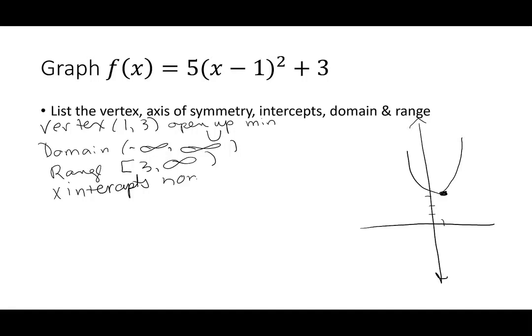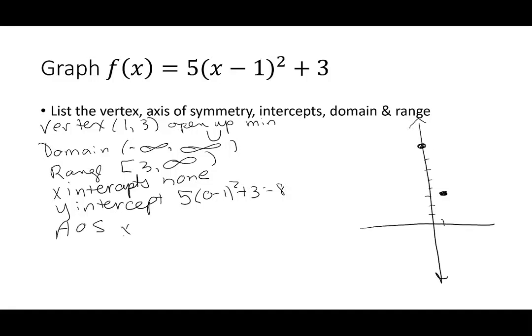X-intercepts, none. We will still have a y-intercept, which means I'm going to do 5 times (0 minus 1) squared plus 3. 0 minus 1 is -1. Squared is 1, times 5 is 5. 5 plus 3 is 8. Let's erase my little drawing so we can put in, this is 3, 4, 5, 6, 7, 8. So here we are way up here at 8. Let's say our axis of symmetry, which is x equals 1. And now we can finish off the graph.